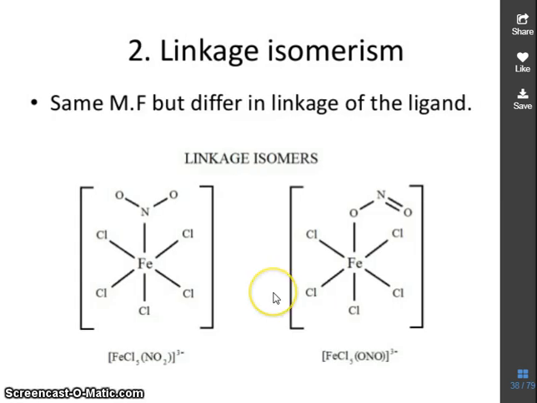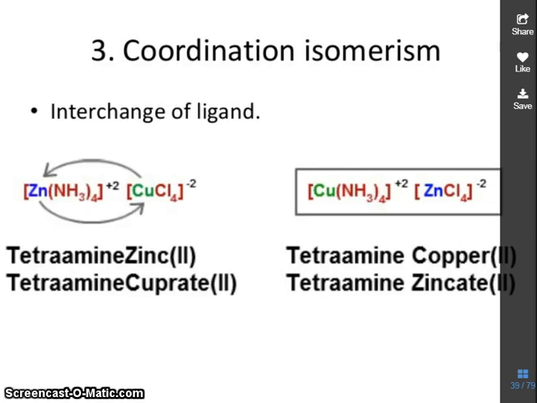Now linkage isomers. Same molecular formula but they differ in the linkage of the ligands. You can see nitrogen donor and oxygen donor. Now coordination isomers, interchange of ligands. You can see zinc with ammonia and copper with chlorine. Now copper with ammonia and zinc with chlorine.